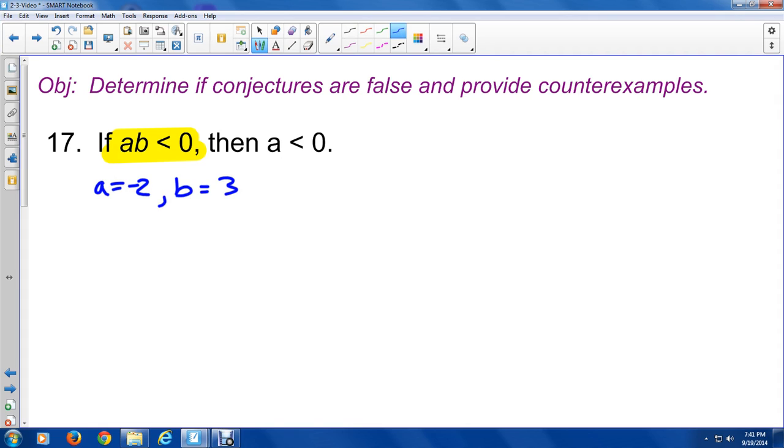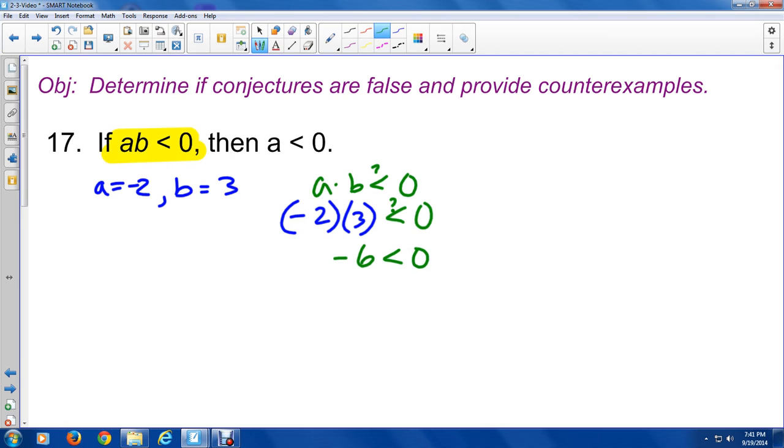Okay? If I pick A is -2 and B is 3, does it work out that A times B is less than 0? Well, let's see. A was -2. B was 3. I'm going to plug in those and see if that is less than 0. I've got kind of a question mark over this. Negative 2 times 3 is a negative 6. Is that less than 0? Indeed, it is. So I have effectively come up with a set of numbers such that the hypothesis is true. I'm going to put a check right there, or you could make a little note.